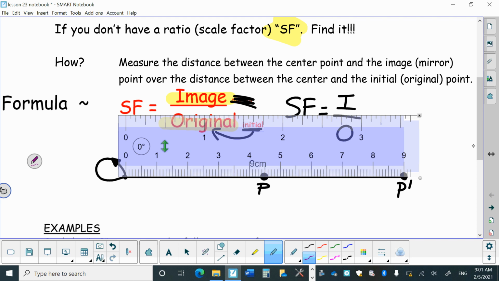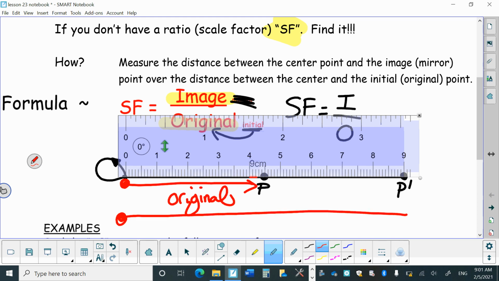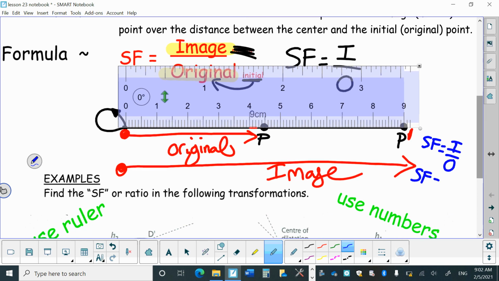Perfect. In doing so, this is the measurement that I need. I need to measure from the center to this point. This is my original. Then the center all the way, never between P and P image, the center all the way to here is your image. You know that because you have your little I, your little prime. If I take those measurements and apply them to my formula, I over O, I always want to write that formula. My image is a whole 9 centimeters, and my original is 4.5 centimeters.